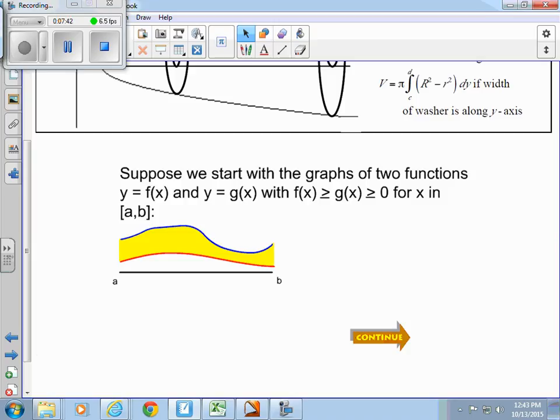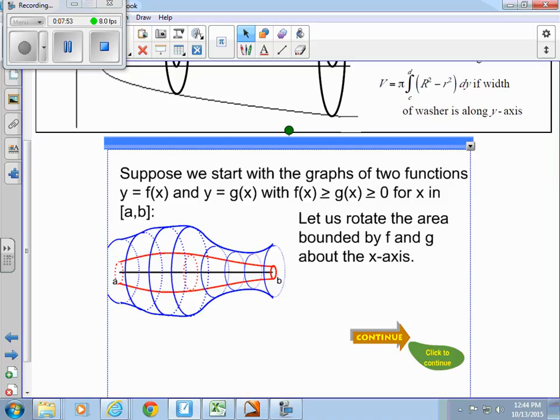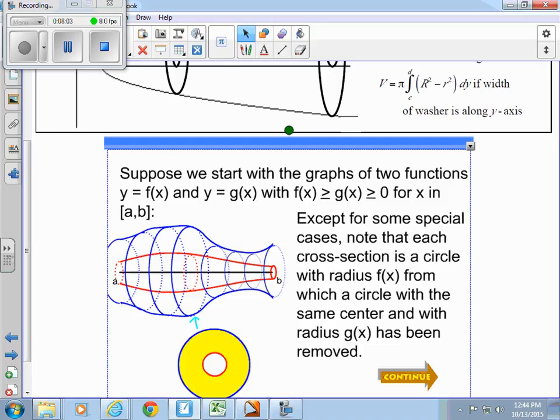So, if we start with an area that is bounded between two curves, and then I go to rotate it around the x-axis, then I have a face that has a small inside hole, right? It turns out a little different. Each cross section is a washer, so if you didn't know what a washer looked like, now you do. So each cross section is a washer.